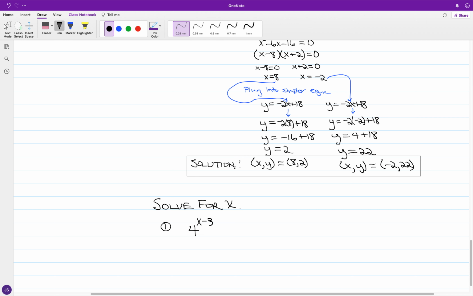let's say we have 4 to the x plus 3 is equal to 8 to the x minus 2. Also, we have a logarithmic equation. We're going to say we have that the base 9 logarithm of x minus 2 is equal to 2.